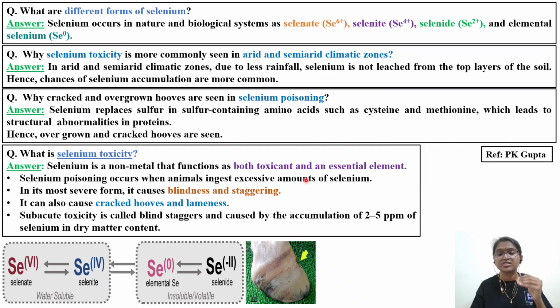That is white muscle disease in the case of cattle. Poisoning occurs when animals ingest an excessive amount of selenium, causing blindness and staggering. Then cracked hooves or lameness you can also see. Subacute poisoning will cause blind staggers caused by accumulation of around 2.5 ppm of selenium in dry matter content. So this is the thing.